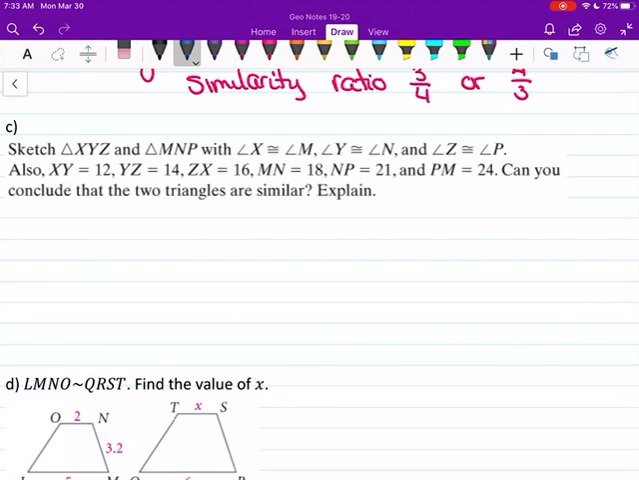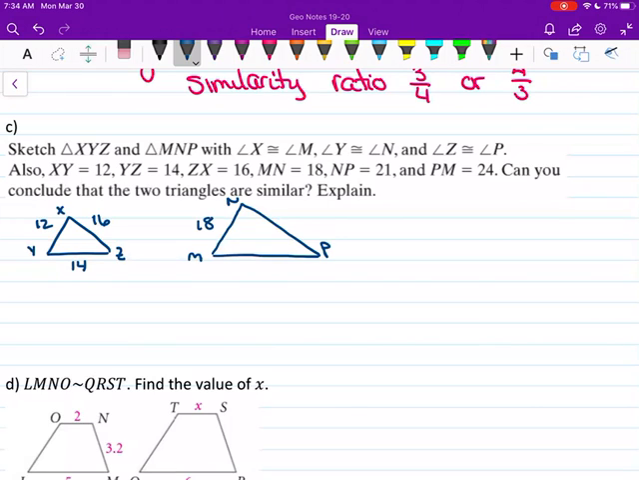So it looks like XYZ is a little bit smaller than triangle MNP. So XYZ: XY is 12, YZ is 14, and ZX is 16. Okay, and then I have a little bit bigger triangle here. And this is MNP. And MN is 18, NP is 21, and MP is 24. So can you conclude that the triangles are similar?